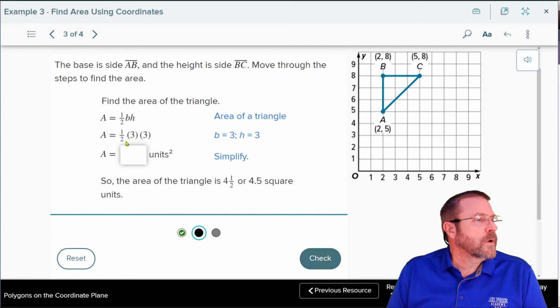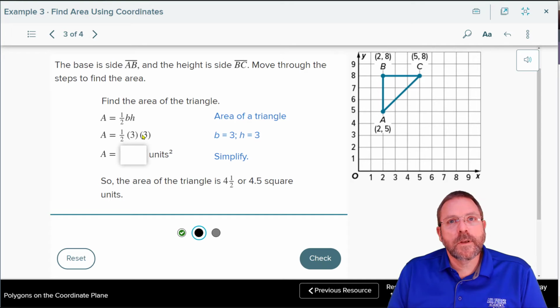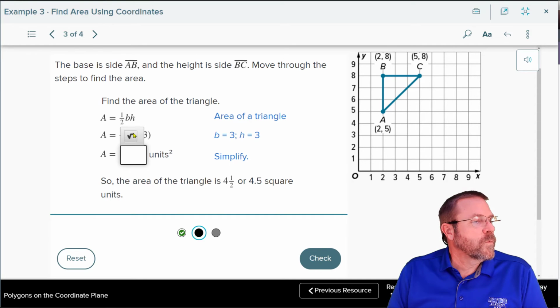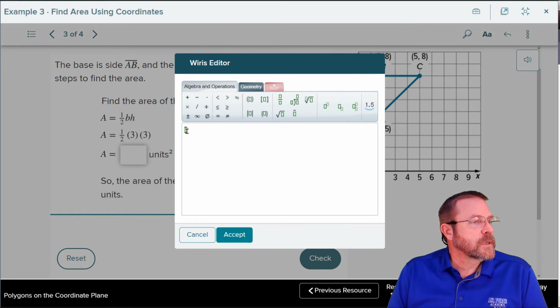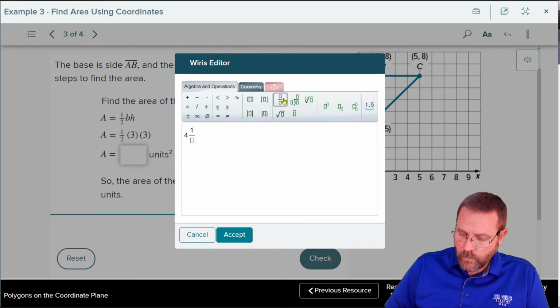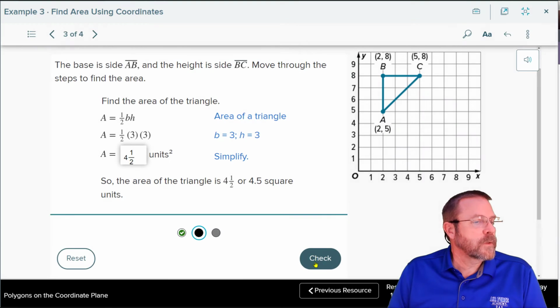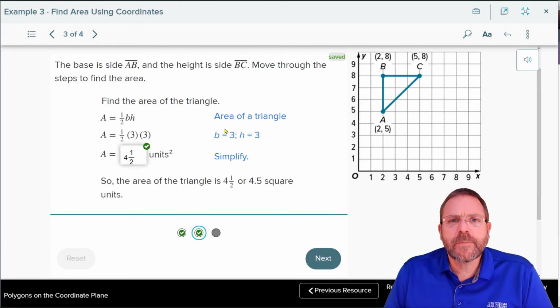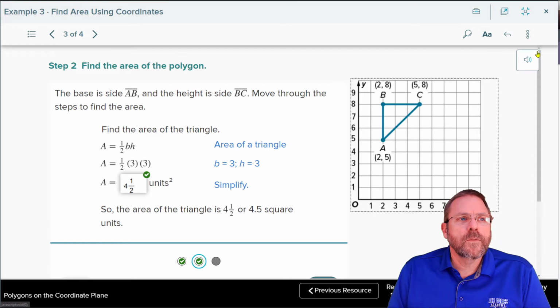From there, we're going to plug that in. 1/2 times 3 times 3. That's also known as 1/2 of 9, which is going to end up being 4 and 1/2, and accept and check. Easy math. That's all there is to doing these problems.